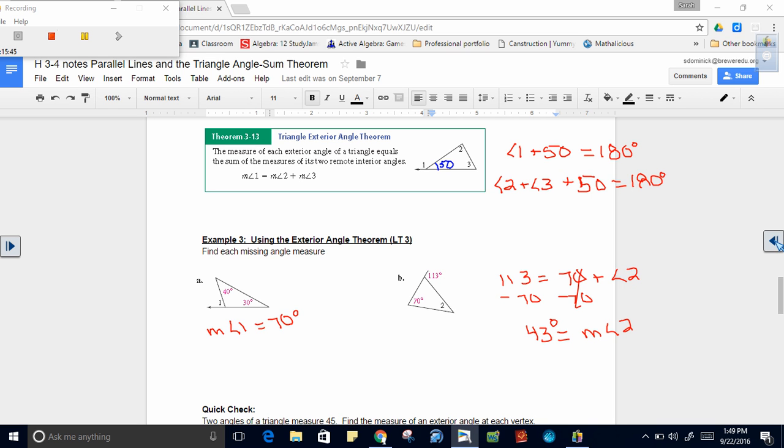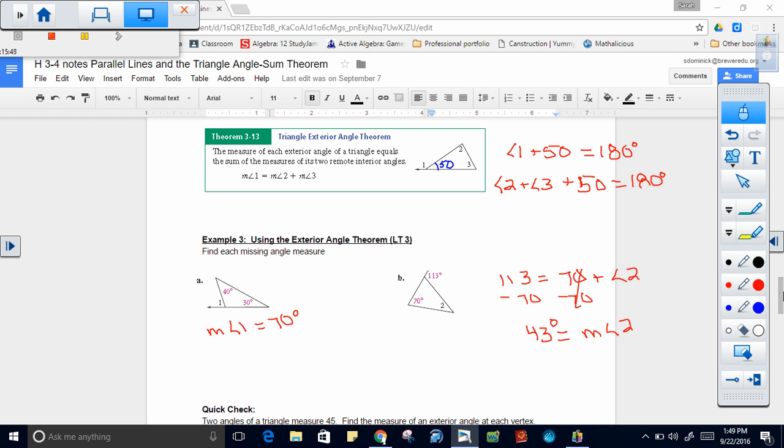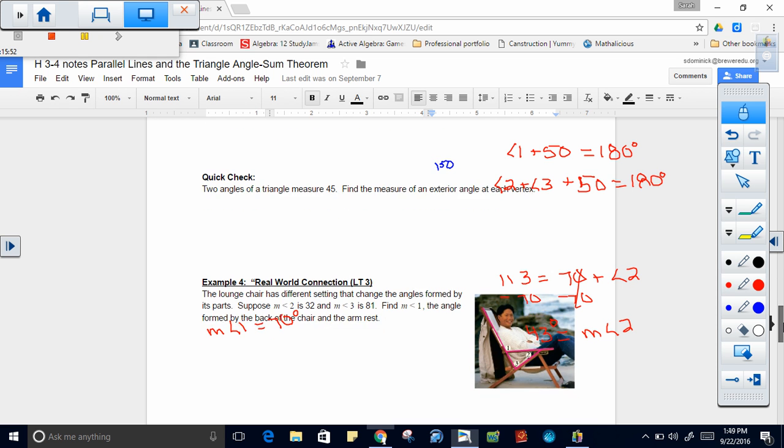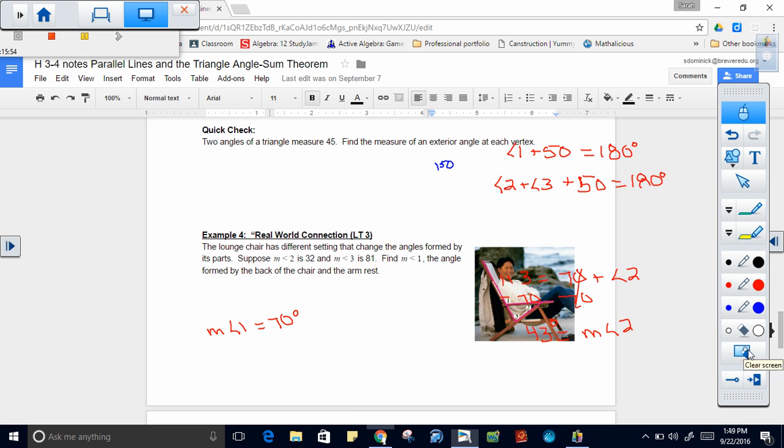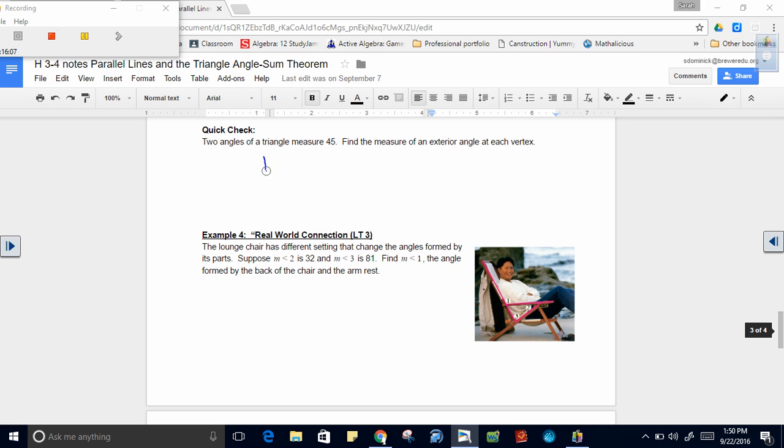Okay? You can try the quick check. Alright, so for the quick check, two angles of a triangle measure 45. Find the measure of an exterior angle at each vertex. So if two angles of a triangle are 45, there and there, they add up to 90, so I know that the other one will be 90.